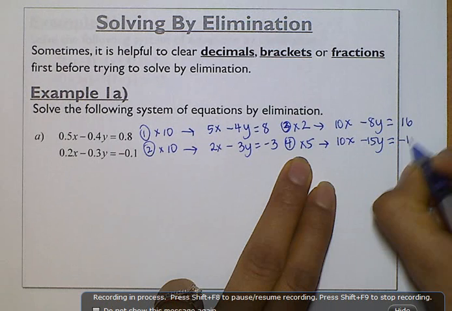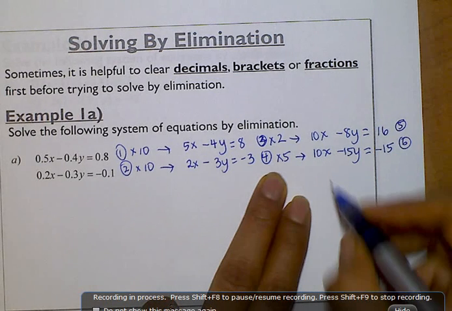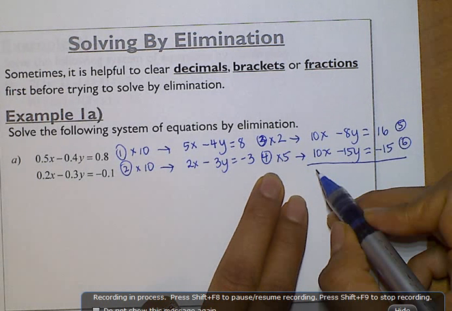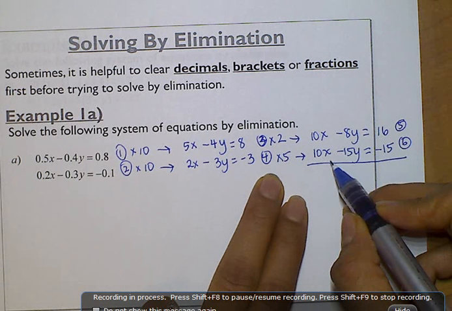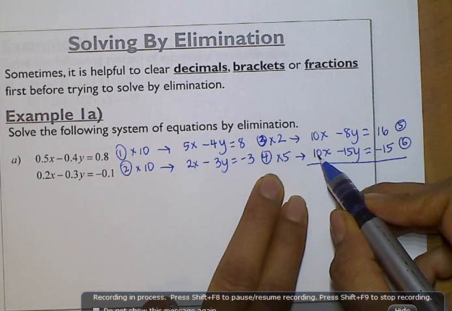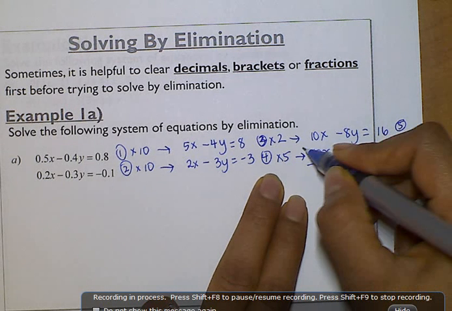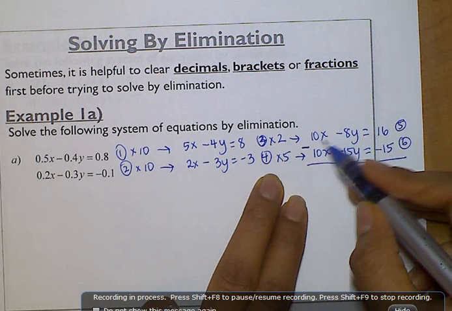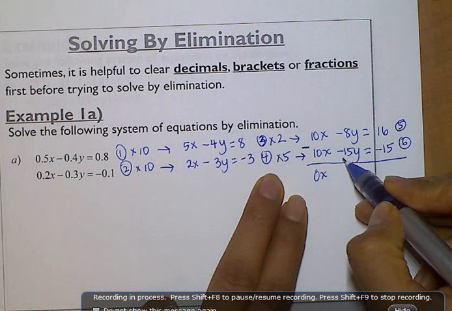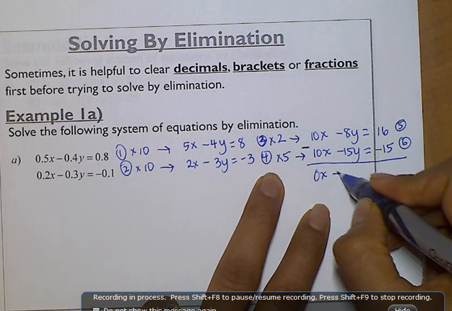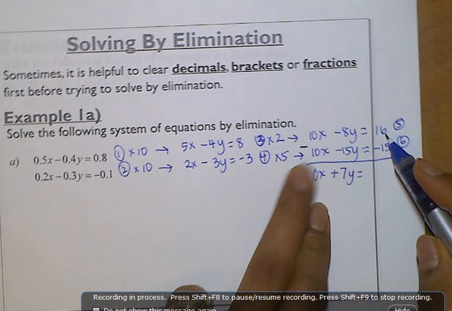Now that I have my coefficient in front of the x exactly the same, I can either add or subtract to get rid of my variable x. Here I have the exact same signs, so same signs, subtract. So I'm going to subtract both my equations. 10x minus 10x is 0x. Negative 8 minus negative 15 is going to be a positive 7y. I have 16 minus negative 15, and that is going to be 31.